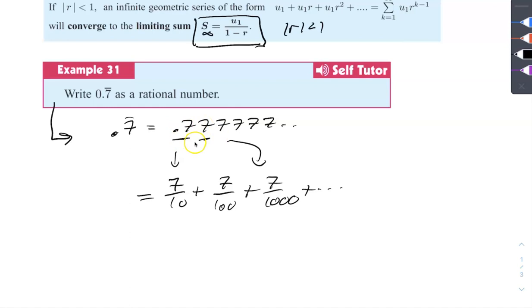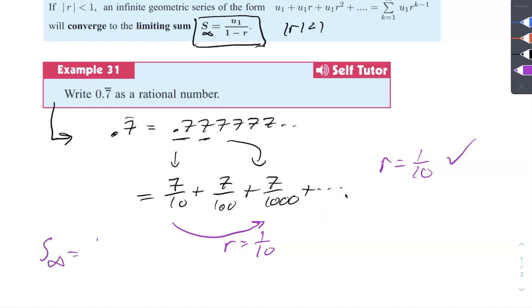Well, what is our ratio? What are you multiplying by each time? Remember, I talked about how to find the ratio: the ratio is always the second term over the first term. If you notice what's happening here, we're multiplying by 1 over 10 every single time. So our ratio is 1 over 10. That is less than 1, so it is convergent and I can find the sum. The only thing I need for my formula is u1 over 1 minus r. I have the r, and the only other thing I need is my first term. My first term right here would be 7 over 10.